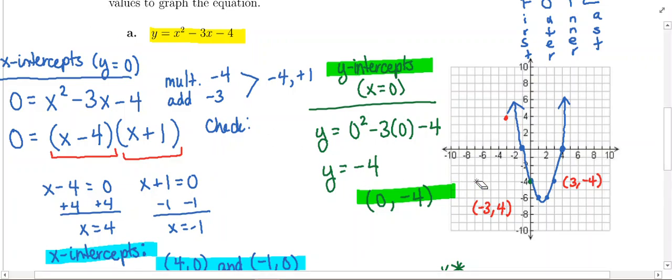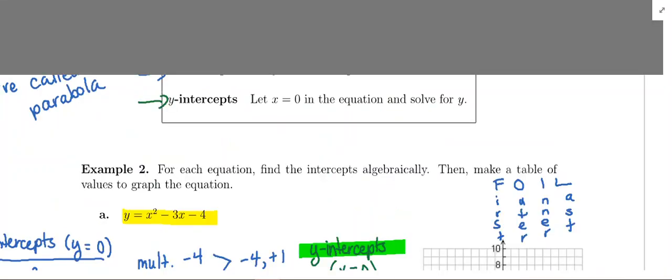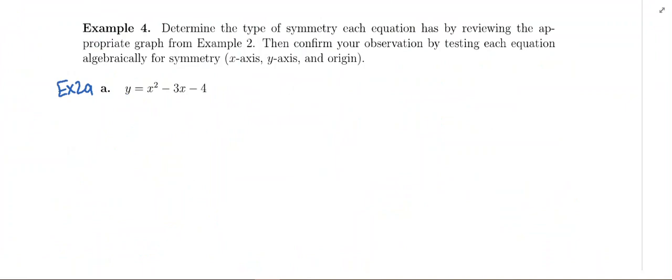So what that means is this particular graph that we've been looking at, this parabola, has none of the 3 types of symmetry. So when we go back to do our tests, we should get a no for all 3 types of symmetry. I'm going to go ahead and write what we've observed. There's no symmetry for this particular parabola.